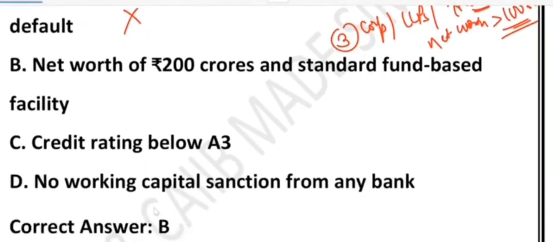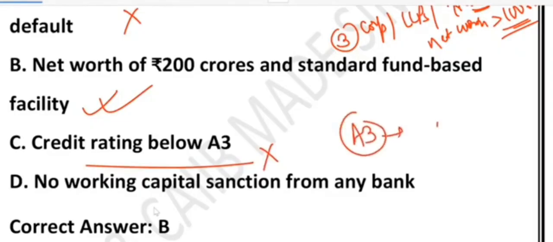What about option B? Net worth of 200 crore and standard fund-based facility. It is perfect because ABC Limited has 200 crore net worth, a standard bank facility, and a credit rating of A3. So all eligibility boxes are ticked. So yes, this meets the criteria. Credit rating below A3, they are ineligible because A3 is the minimum accepted criteria. Anything below A3, like B or C, means high risk.